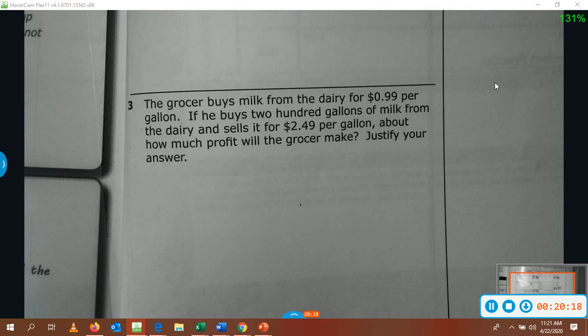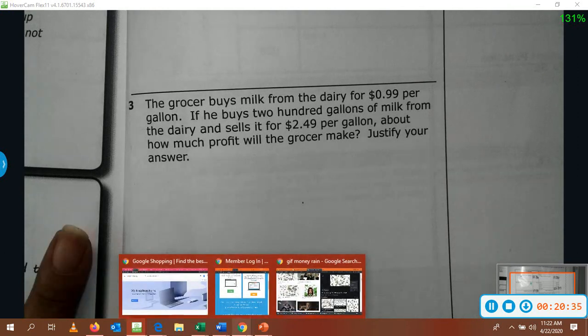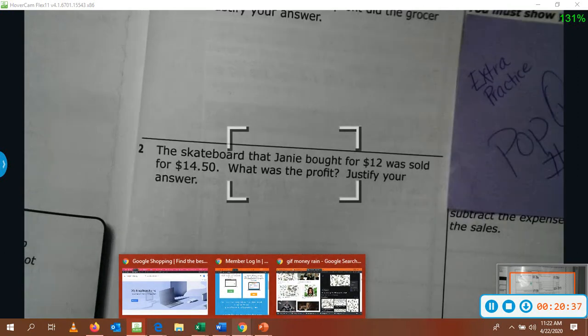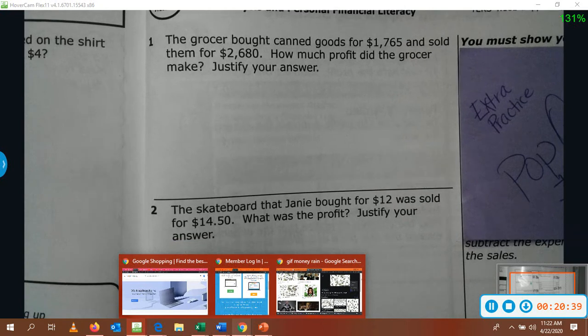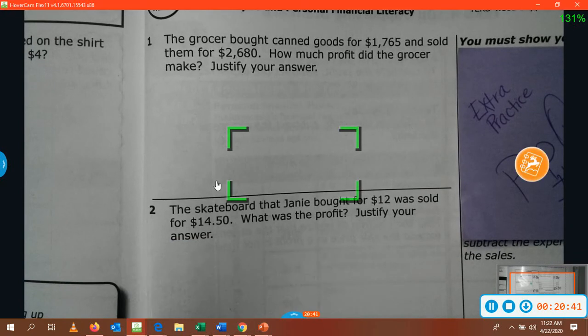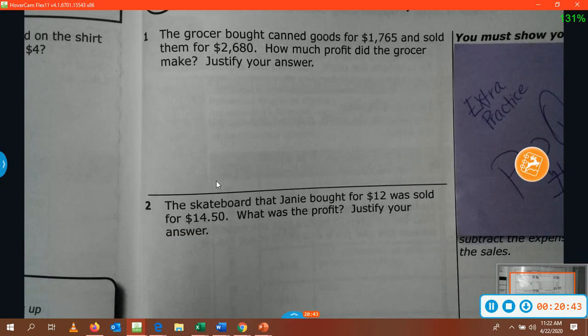A lot of companies are not able to open the doors because of COVID, and they're not able to create an income to get a profit to pay their expenses, such as the rent and the supplies to stay open as a business. So, go ahead and complete your extra practice problems 1 and 2. And then send me number 3.